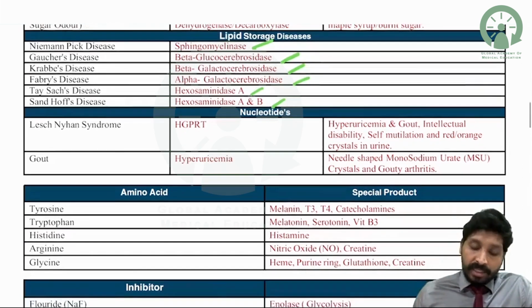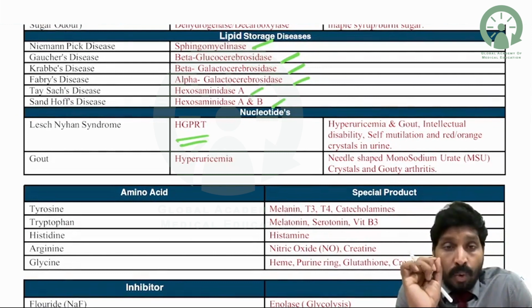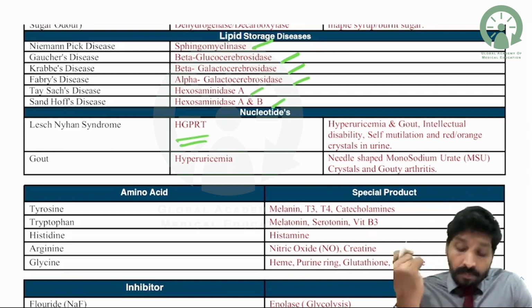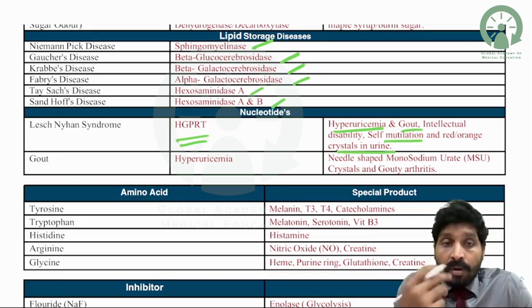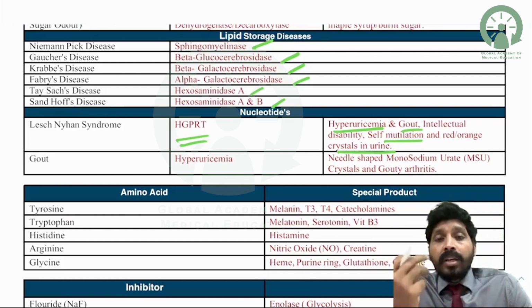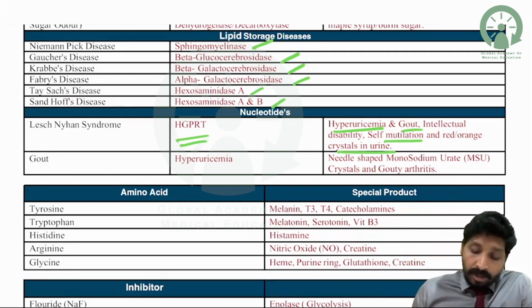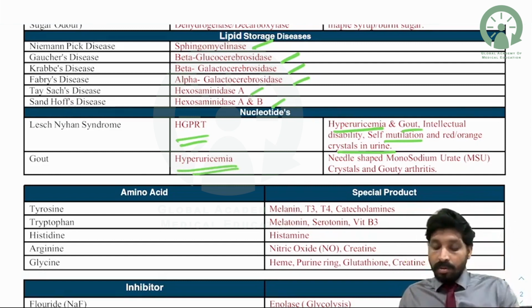Lesch-Nyhan syndrome, nucleotide deficiency, HGPRT. What is HGPRT? Hypoxanthine guanine phosphoribosyl transferase. Its deficiency leads to hyperuricemia, gout, intellectual disability, self-mutilation, and red orange crystals in urine. If you want to go deeper into Lesch-Nyhan syndrome, I already started some YouTube promotional videos for FMGE case-based questions. If you are following them, you can understand the mechanism better. Gout again is because of hyperuricemia, needle-shaped monosodium urate crystals in joints leading to gouty arthritis.